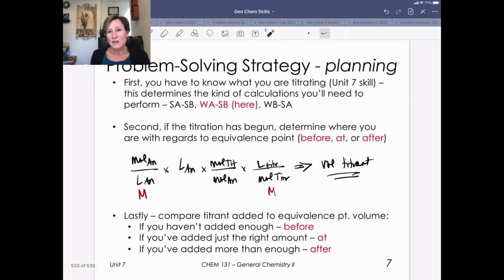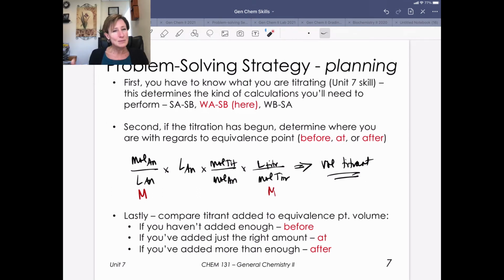All right, so problem solving strategy. I'm going to go through these slides kind of quickly because they're the exact same slides we had in our strong. We need to know what we're doing. Who is in solution? Strong, weak, what's going on? This again is the weak acid strong base, so that's going to dictate the kinds of things we need to think about. We still want to be able to orient ourselves by figuring out the volume to the equivalence point.